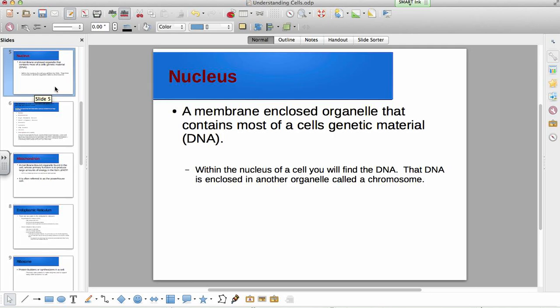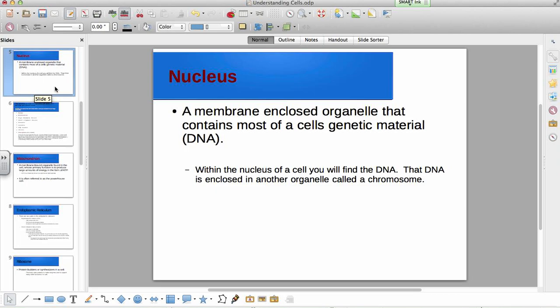You basically have two types of cells: prokaryotes and eukaryotes. We're talking about eukaryotes. We're not learning about those right now, but basically a prokaryote is a cell that does not contain a nucleus, and a eukaryote is a cell that does contain a nucleus. So we're talking about eukaryote cells, right? There's a nucleus in those. Your cells all have a nucleus. And again, it's a membrane-enclosed organelle that contains the genetic information.